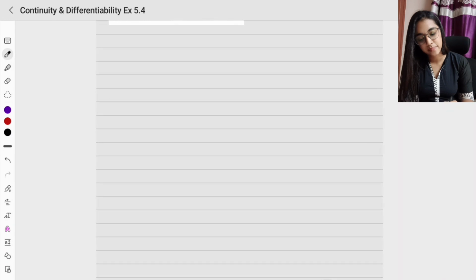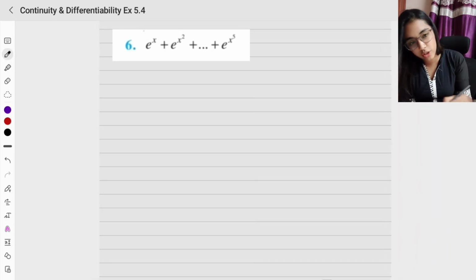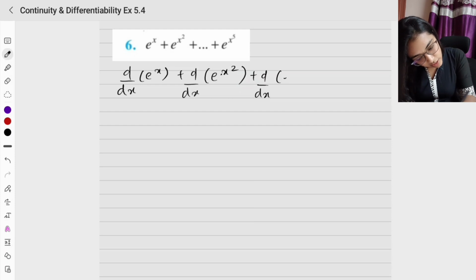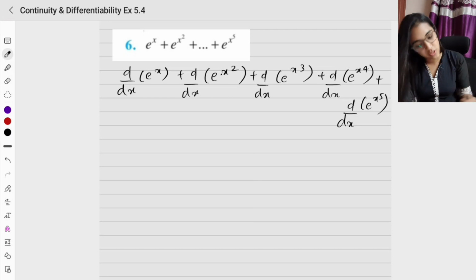Question number 6. This is very easy. So, இப்போ ஒரு term க்கும் d by dx பண்ணலாமா? So, d by dx of e to the x plus d by dx of e to the x square plus d by dx of e to the x cube plus d by dx of e to the x power 4 plus d by dx of e to the x power 5. So, these are the 5 terms.